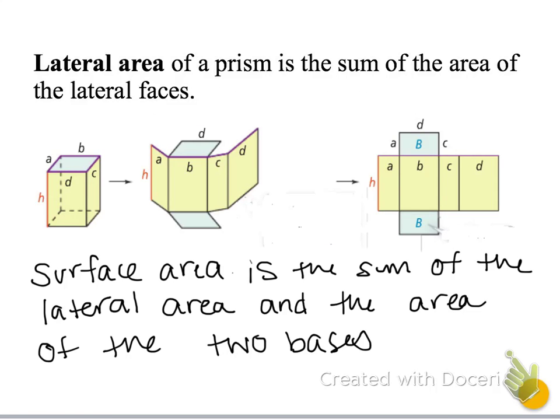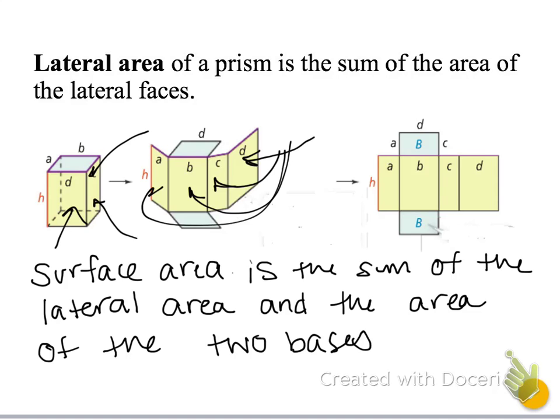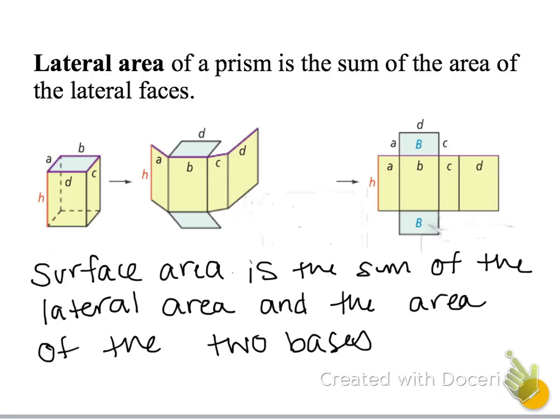Okay, so lateral area and surface area are what we're going to be working with today. So lateral area of a prism is the sum of the area of the lateral faces. So you add up the area of all of these lateral faces, all of the sides. You find the area of all of them and add them all up. Okay, surface area is when you find the area of all the lateral faces, like we would have just done, but then you add on top of it the area of the bases. So it's taking it one extra step.